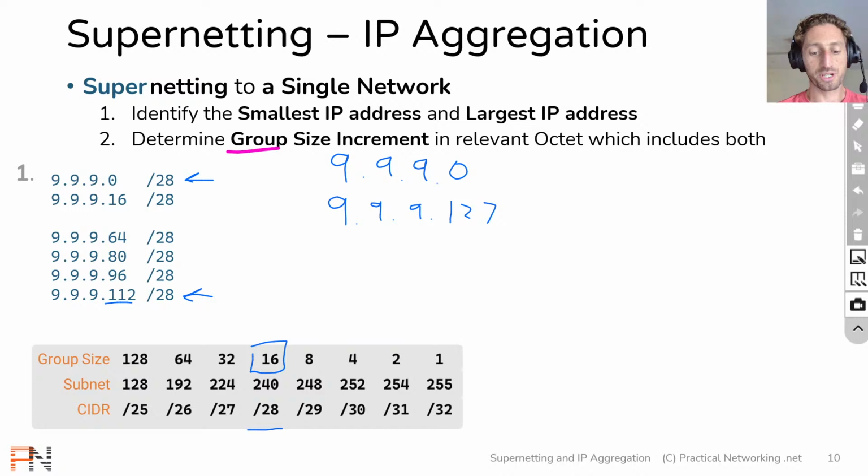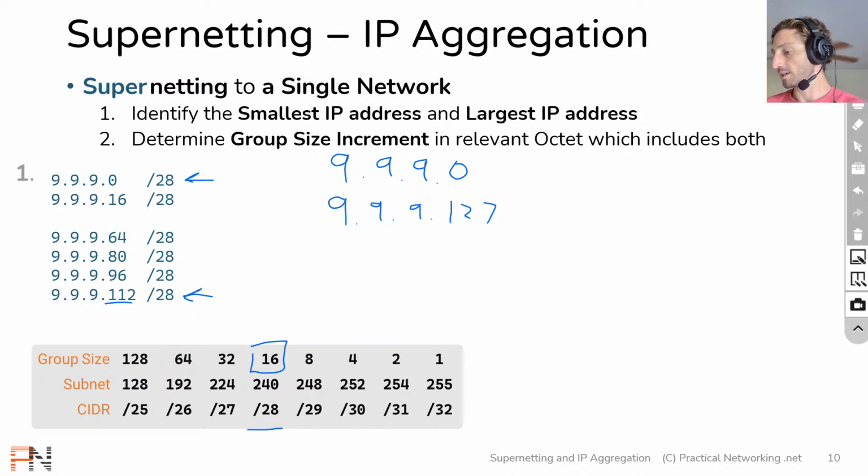From here, you don't even need to look at anything happening in the middle, because the next step is simply to figure out a particular group size increment, which includes both of these addresses. That's it. You don't have to do anything with all these IP addresses in the middle, because if you find something that includes the smallest IP address and the largest IP address, it definitely also includes everything else in the middle. So in this particular case, .0 and .127, if you subtract these out, 127 minus 0, that gets you 127, which means that's going to be too small, that's too small, that's too small, which brings us to /25.